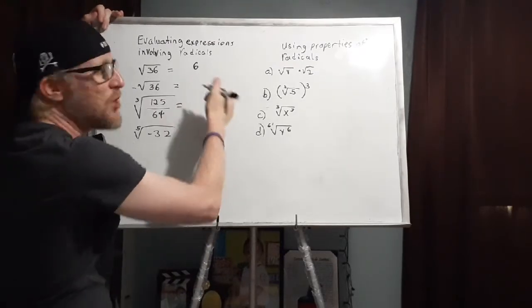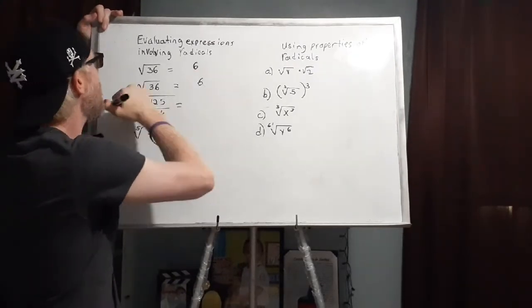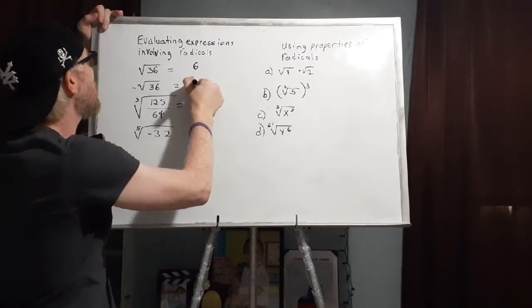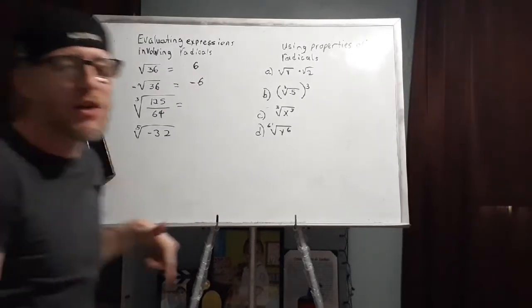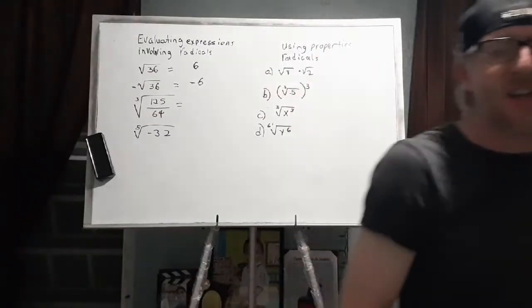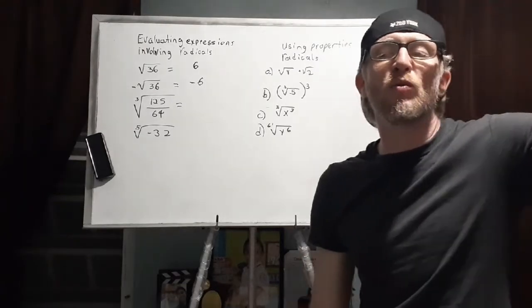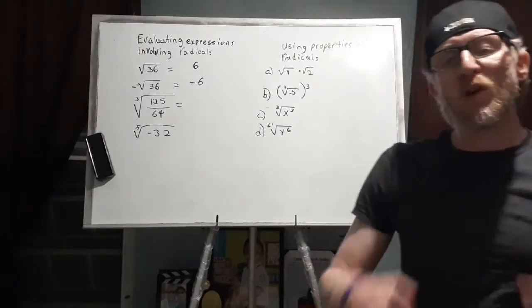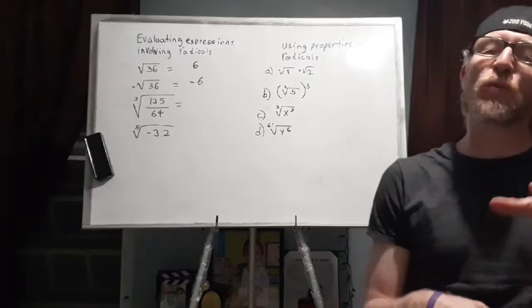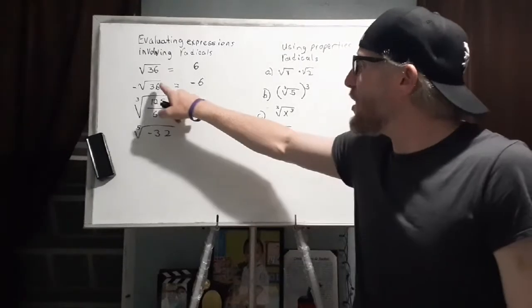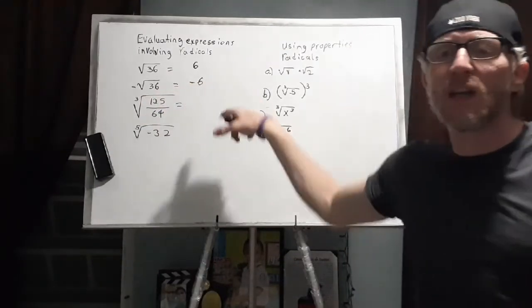We can just say, well, 6 times 6 is 36, but because there's a negative sign on the outside, we simply say negative 6. Had the negative sign been inside of the radical expression, and the index was even, like a square root or fourth root and so forth, we say that doesn't have a real answer. I'm going to explain that in a minute, but for the time being, 6 times 6 is 36, and I just moved the negative sign.